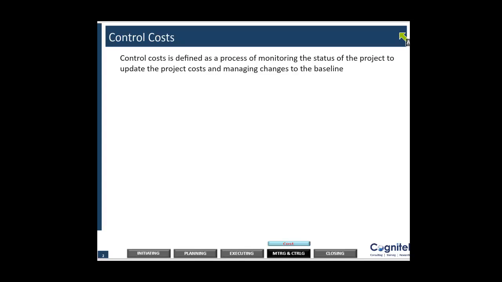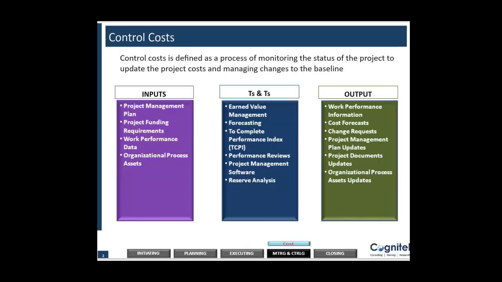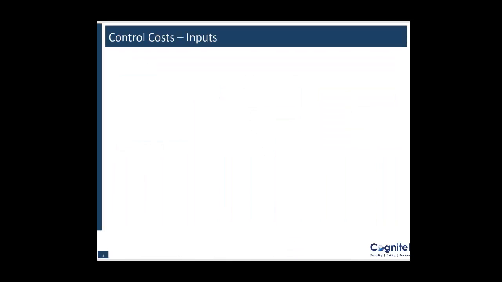So control cost is defined as the process of monitoring the status of the project to update the project cost and managing changes to the baseline. Okay. So any changes to the cost baseline is done through the control cost process. Now cost baseline is in form of an S curve. I don't know if you know this, but basically cost baseline is nothing but the budget. It's basically the budget you have for the project, which gets represented graphically. So cost baseline comes on as a part of the budget.